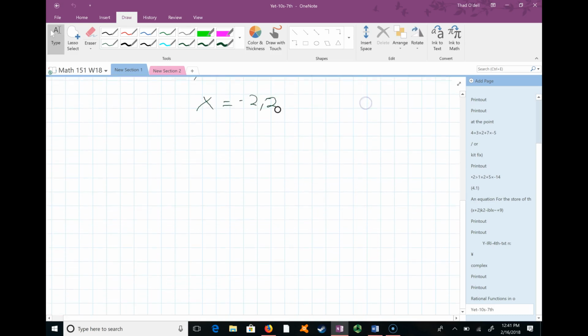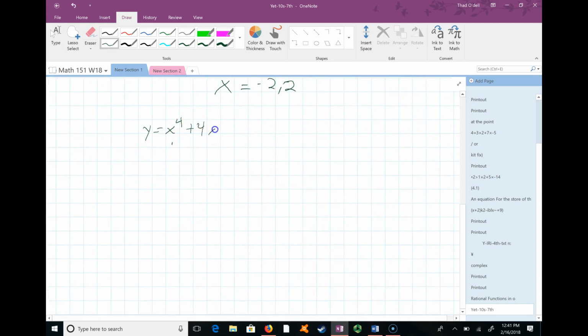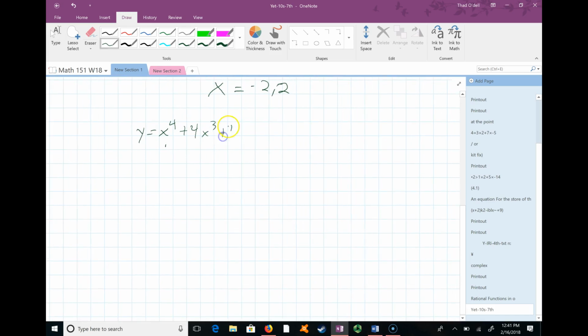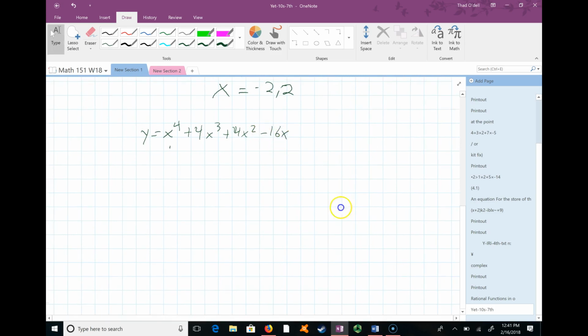Let me give you one more example. So here we have y equals x to the 4th plus 4x cubed plus 4x squared minus 16x minus 32. And you're told that negative 2 plus 2i is a root, which means automatically that negative 2 minus 2i is a root. So we'll set that up, negative 2 plus 2i in the box, and 1.